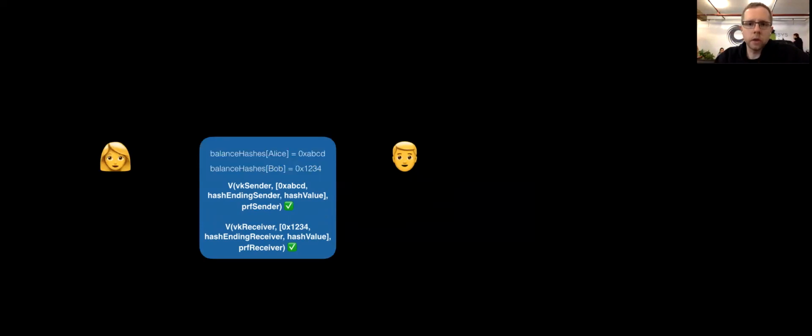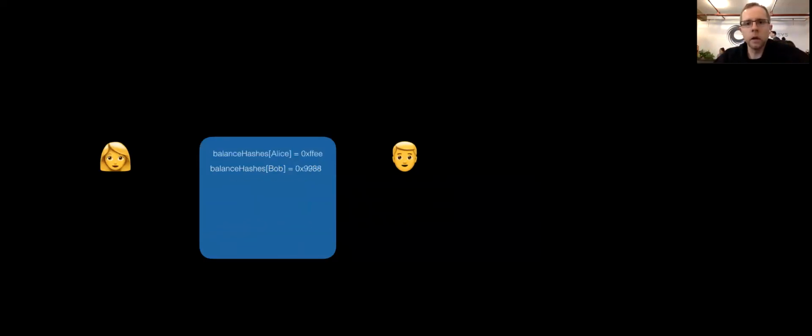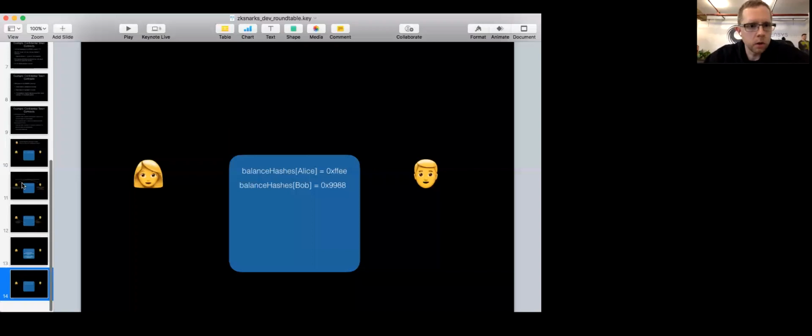And the smart contract runs the verification algorithm. So it uses the verification key, it uses the current balance hash, it uses what Alice reported as the hash after the value, the hash of the value, and then the proof. And so the smart contract checks both of these proofs, and if both of them are correct, it will update the hashes. So the state tree only has the hashes, and the transaction only contains hashes and proofs. So no data is actually revealed here.